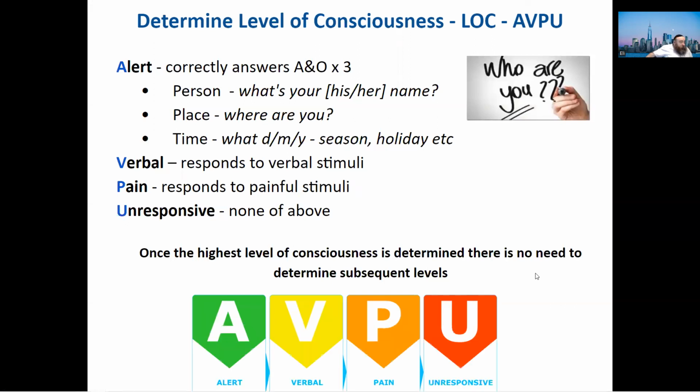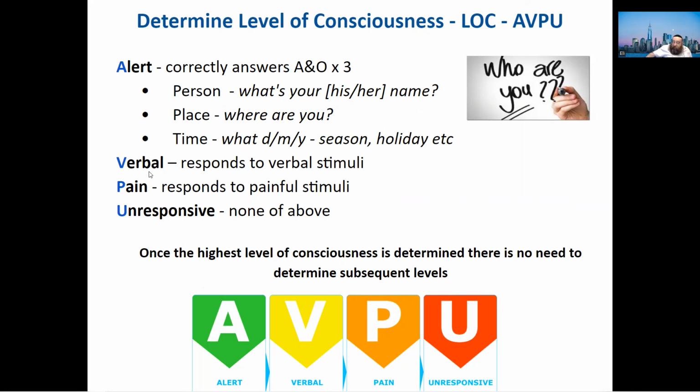All right, AFPU. Remember AFPU? We've spoken about it numerous times. You should know how to determine if somebody is alert, verbal, pain, or unresponsive. We have covered this. Remember, to be alert, they answer 3 questions correctly. And the questions fall into these categories: person, place, and time.